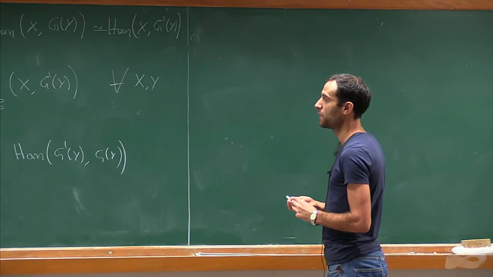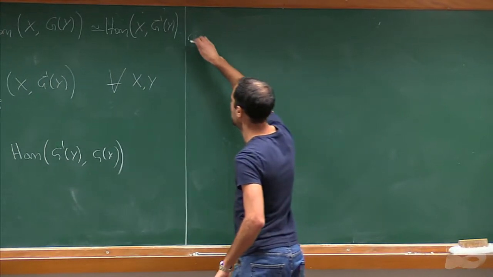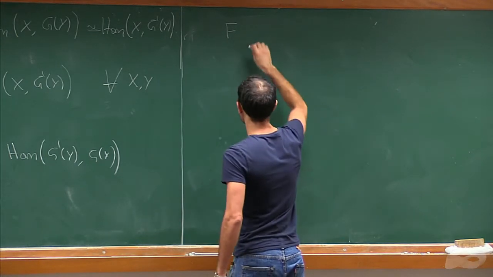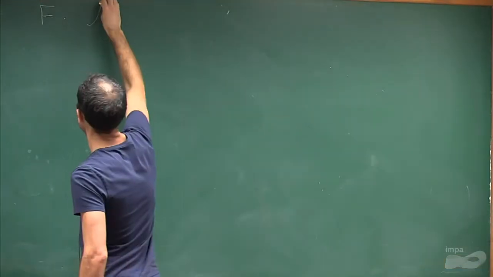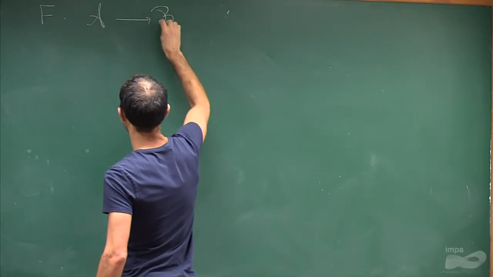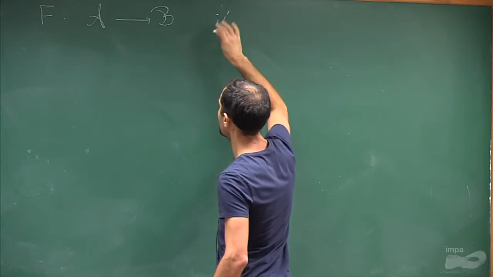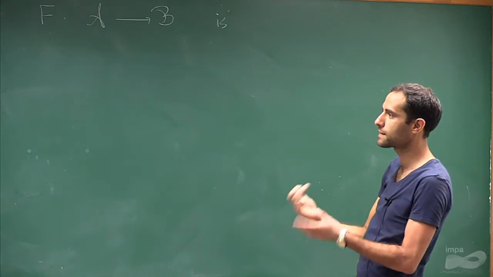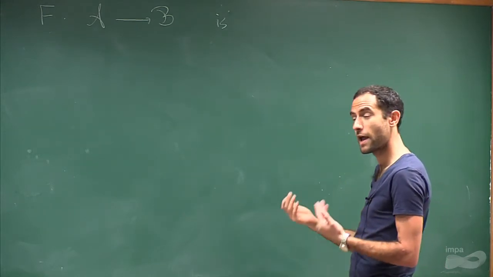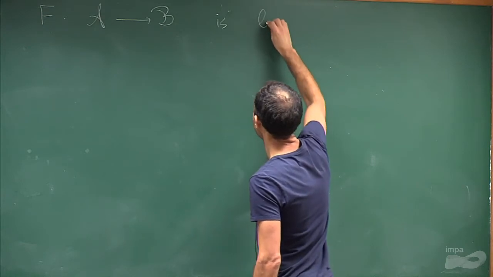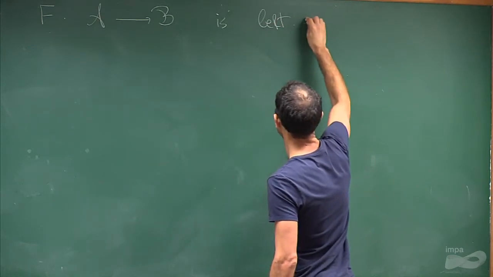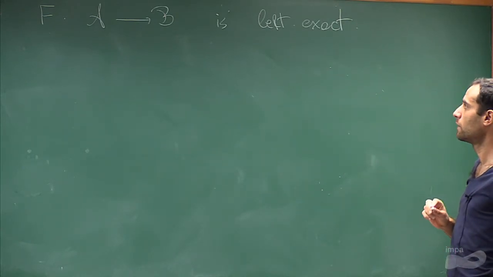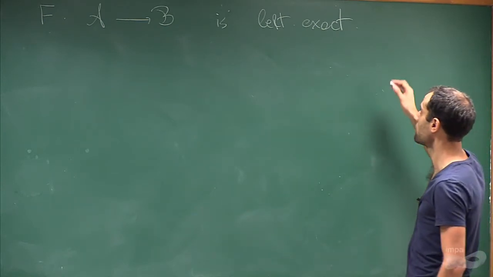I would say that a functor F from a category A to a category B is called, and let's suppose that in these categories A and B, I have these structures. I can sum objects, I can sum morphisms, and I have kernels and I have co-kernels. F is left exact if it commutes with kernels, if it preserves kernels.